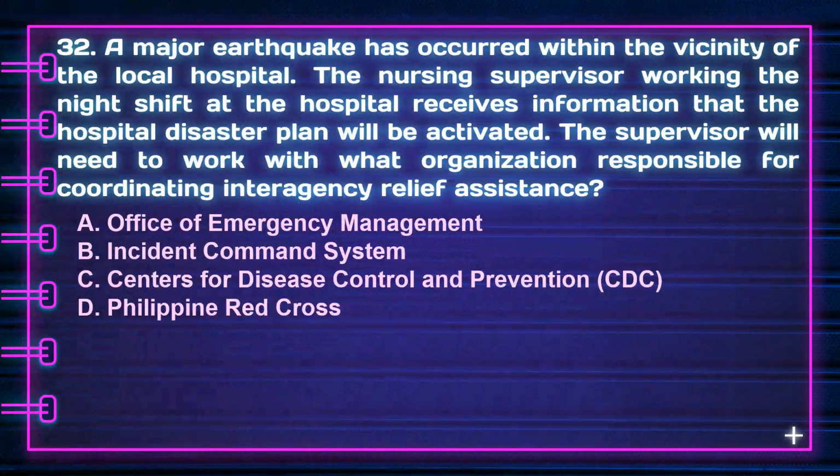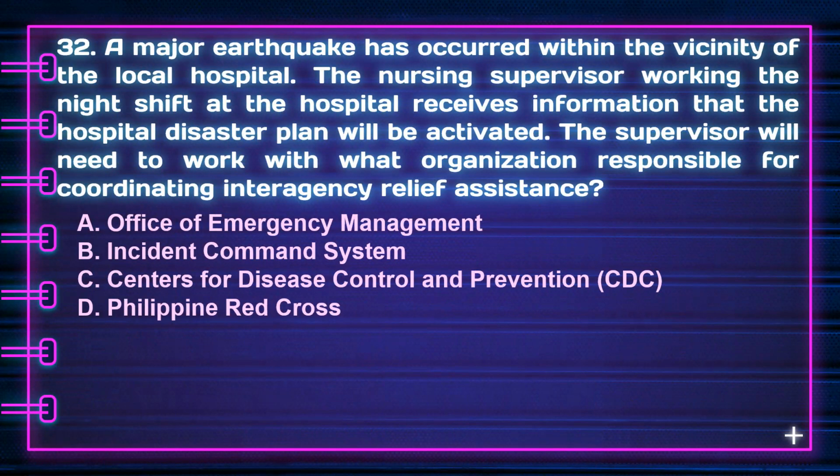32. A major earthquake has occurred within the vicinity of the local hospital. The nursing supervisor working the night shift at the hospital receives information that the hospital disaster plan will be activated. The supervisor will need to work with what organization responsible for coordinating intra-agency relief assistance? A. Office of Emergency Management. B. Incident Command System. C. Centers for Disease Control and Prevention. D. Philippine Red Cross. Answer here is letter A.